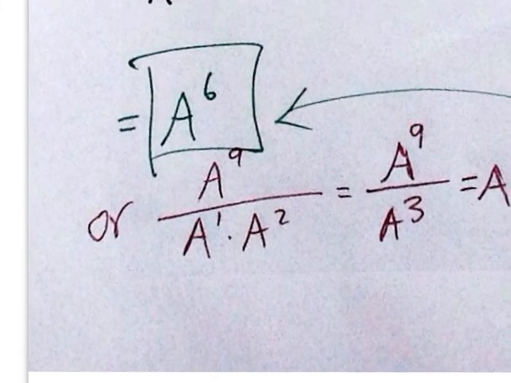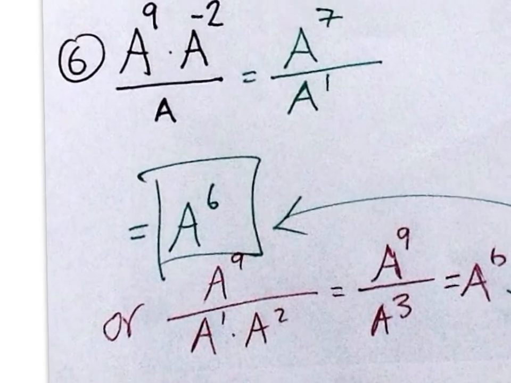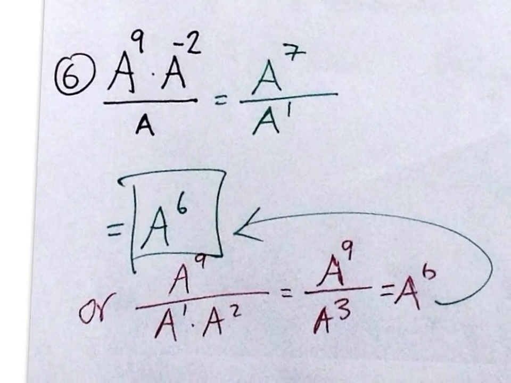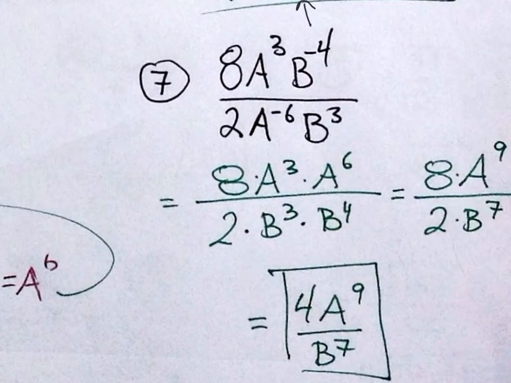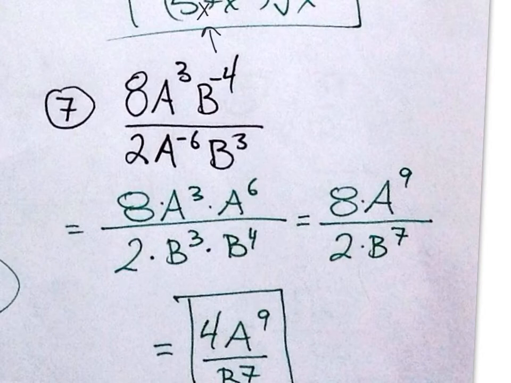And down below, I showed that the other way we could do this would be to bring this down first, turn it into a to the positive 2, and then we'd have a to the third, and then we'd subtract exponents and get a to the 6th as well. So with these, frequently there are a number of ways you can do them. Just stick with the rules of exponents and you can't go wrong.